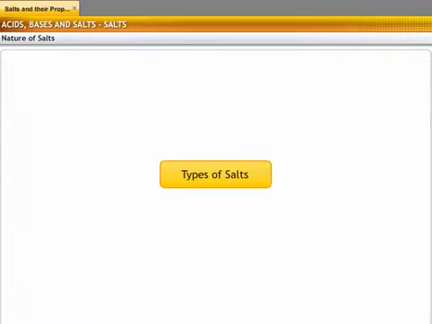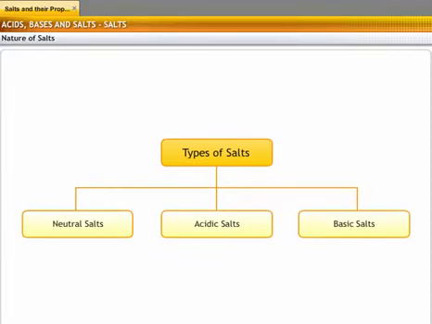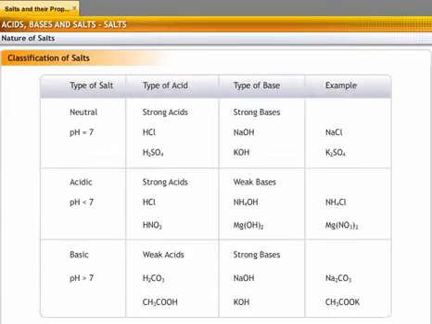Based on the strength of the reacting acid and the base, salts can be classified into three types. Salts formed from strong acids and strong bases are called neutral salts. They have a pH value of 7. Consider salts such as sodium chloride and potassium sulfate formed from strong acids like hydrochloric acid and sulfuric acid with strong bases like sodium hydroxide and potassium hydroxide.